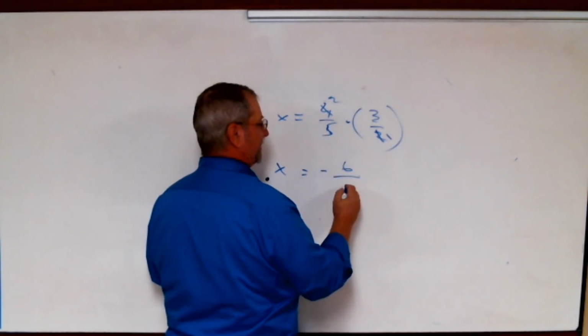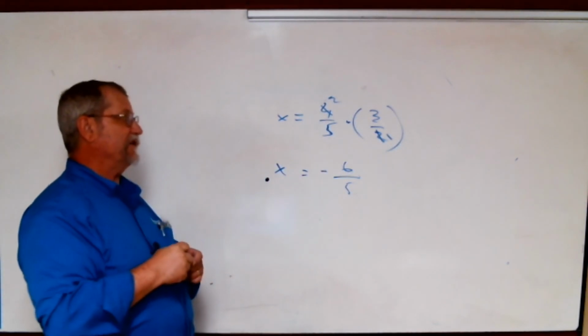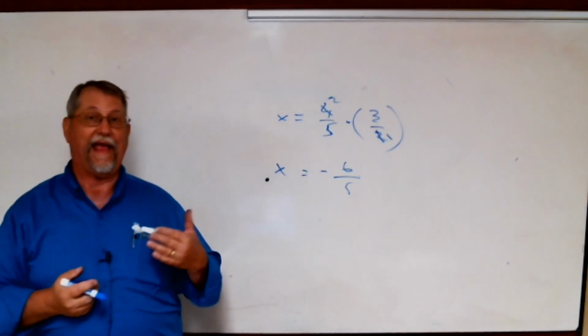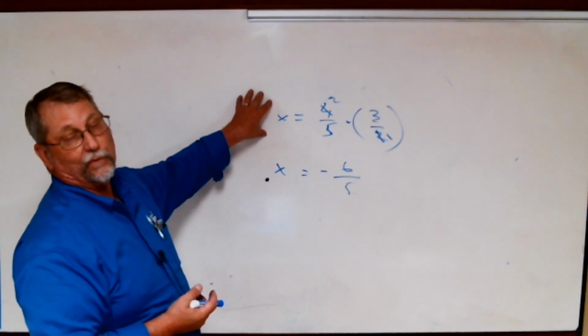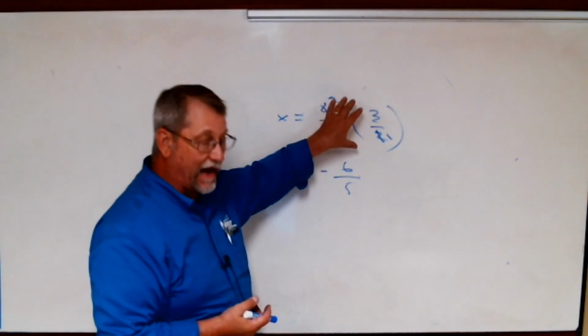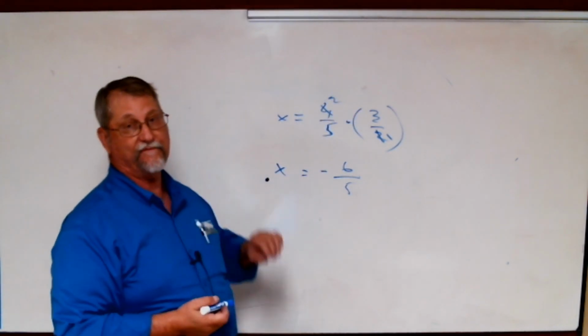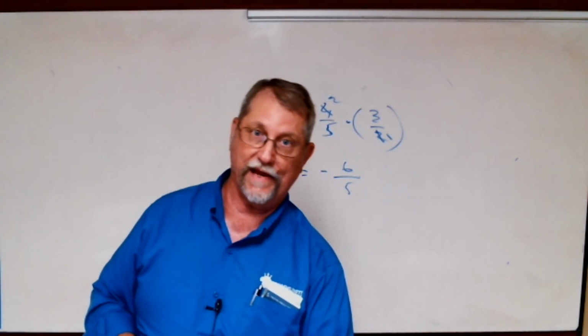5 times 1 is 5. X equals negative 6 over 5. Don't forget to take the negative with it. And invert the fraction that is with the x, with the variable, not the answer side. Practice the evens on these. Watch your negative signs.